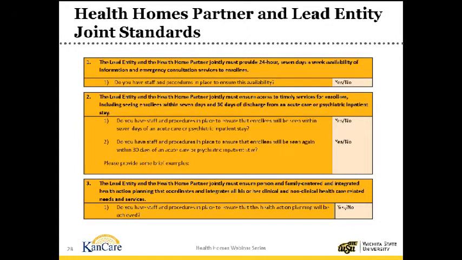So this is the household partner and lead entity joint standard. Again, I'm not going to hit every one of them, but I do want to point out just a few. So question 1, the lead entity and the household partner jointly must provide 24-hour, 7 days a week availability of information and emergency consultation services to enrollees. Do you have staff and procedures in place to ensure this availability? Yes or no? And then the other questions in this section are similar. Again, yes or no questions. Some ask for examples, and we ask that you provide those where they're asked. Next slide, please.